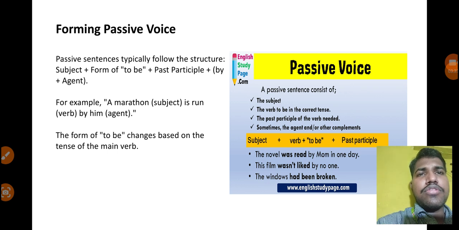Forming passive voice. Passive sentences typically follow the structure: subject plus a form of to be plus the past participle plus by plus agent. For example, a marathon (subject) is run (verb) by him (agent). The form of to be changes based on the tense of the main verb.